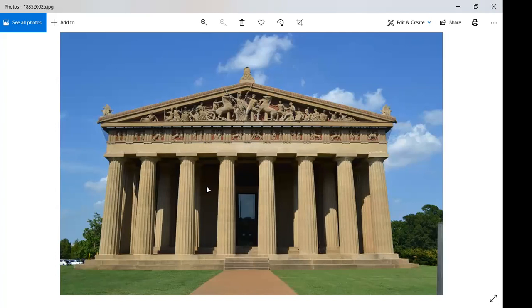And here are your columns, which are also unevenly placed, but it looked to be totally even spacing. It's in Nashville, Tennessee. And I don't know what it is. If it's a museum, I got this off the internet. Anybody here been to Nashville?